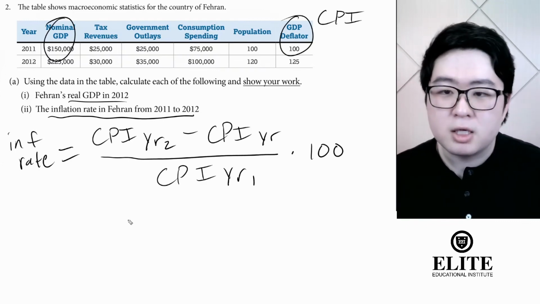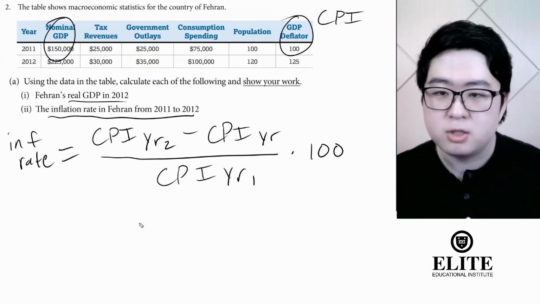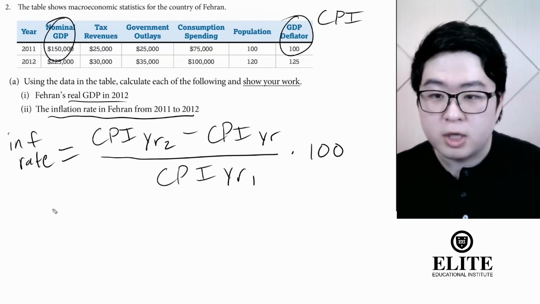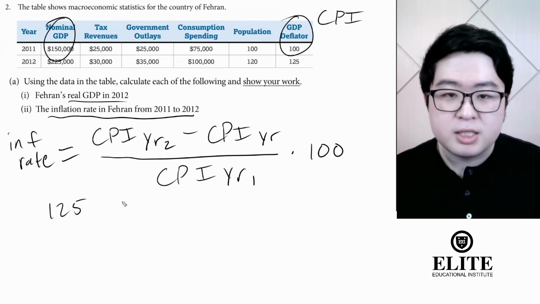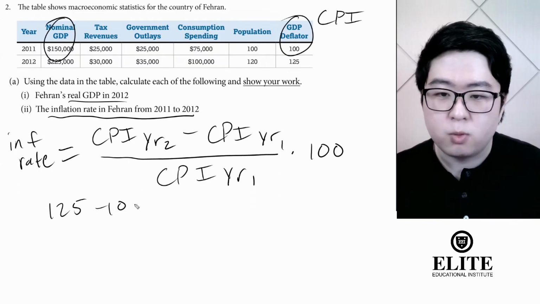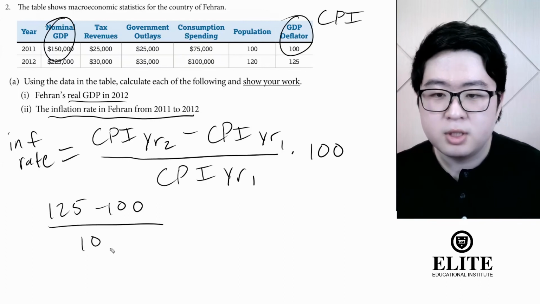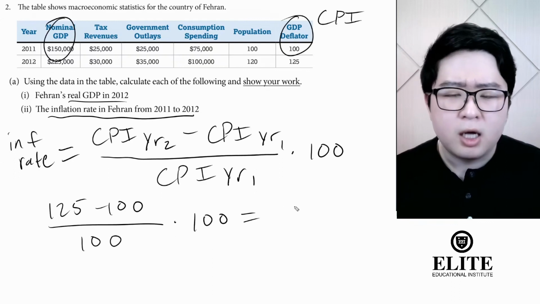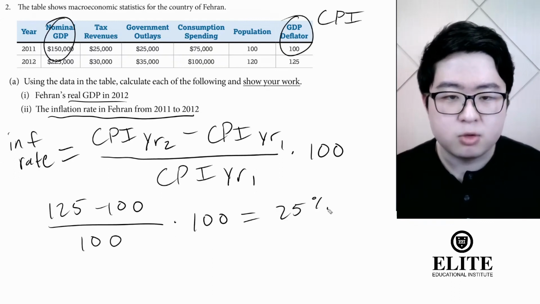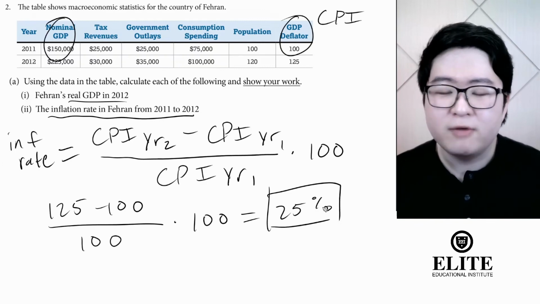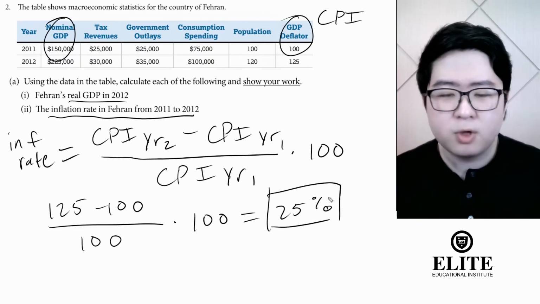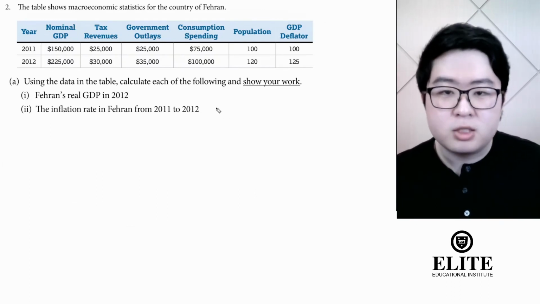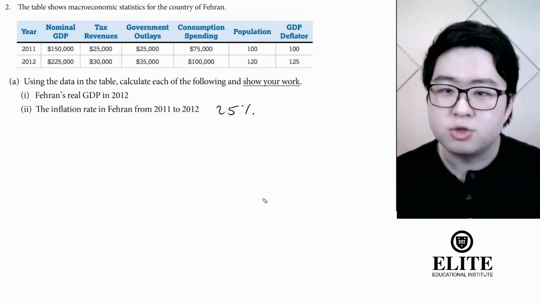So let's go ahead and plug in our numbers to find the inflation rate between 2011 and 2012. The price index, the GDP deflator, in year two was 125. The price index in year one is going to be 100. Divide that again by 100, the price index in year one, and then multiply that by 100, right? Which should give us an inflation rate of 25%. Oof. We see that between 2011 and 2012, for this country of Tehran, prices rose by 25%, quite a bit, right? So we know that the answer for part two is 25%. And that's the work that we need to show there.